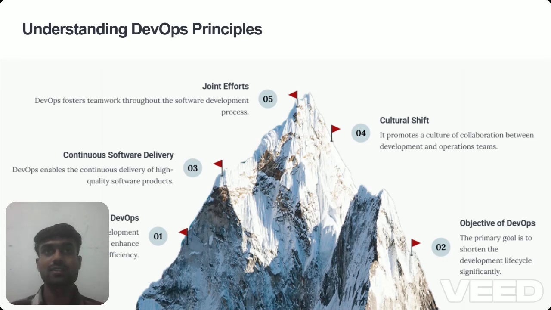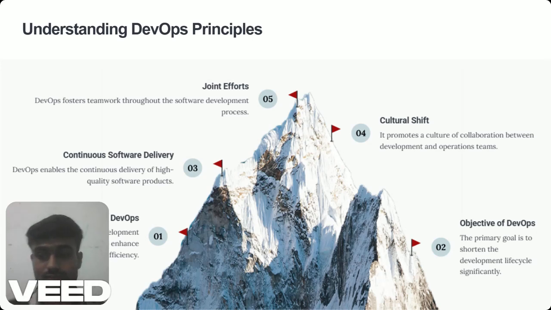There are some key takeaways from this. DevOps is a culture shift that fosters teamwork. It focuses on automation to reduce human errors. It enables faster and more reliable software releases.